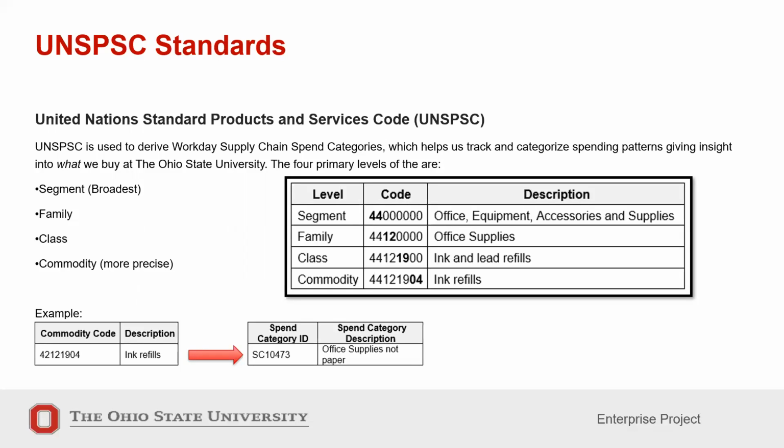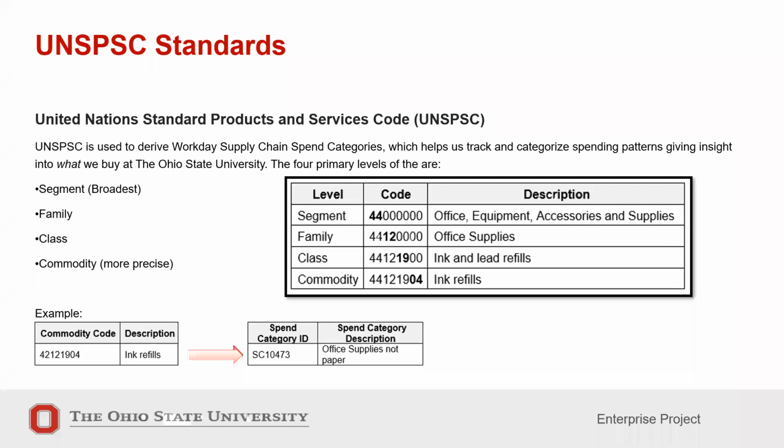The first level is segment. This is typically a really high level. So the example we have here is a segment in UNSPSC might be office equipment, accessories, and supplies. Then underneath that, we have the family level, and it might just be office supplies. And then we have the class. So we're getting more and more granular here. Our class here is ink and lead refills. And then we get down to the commodity, and our commodity is ink refills.